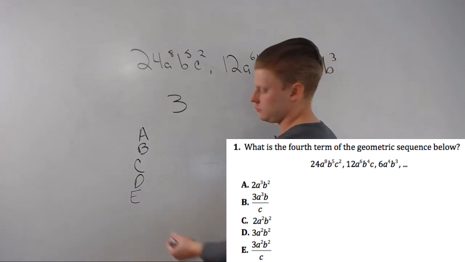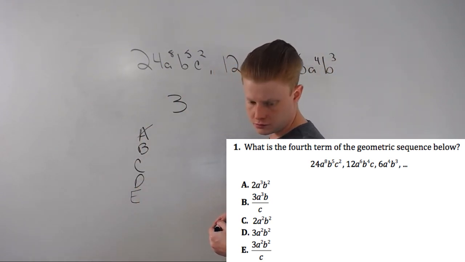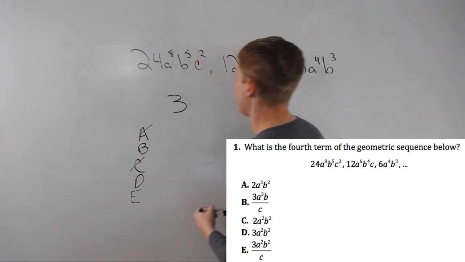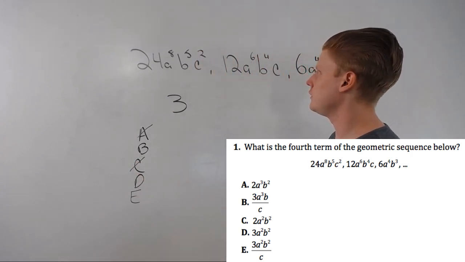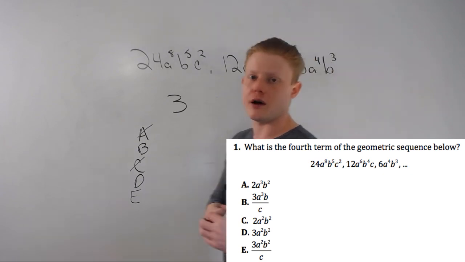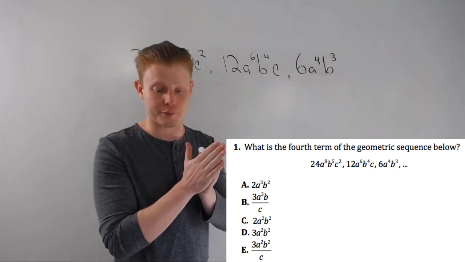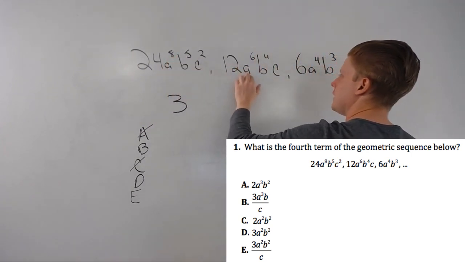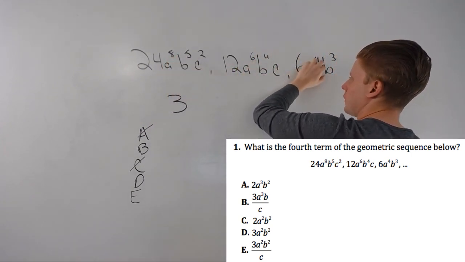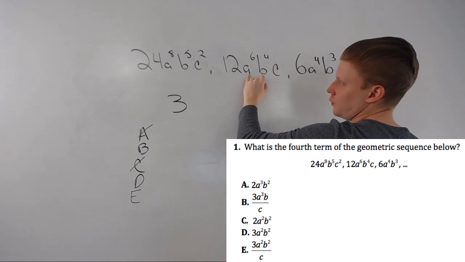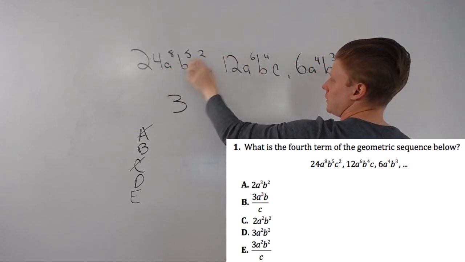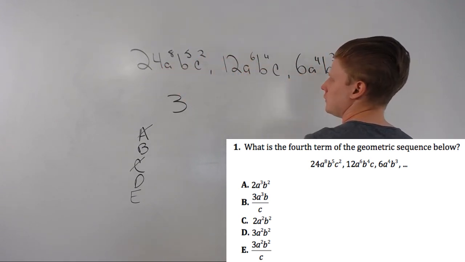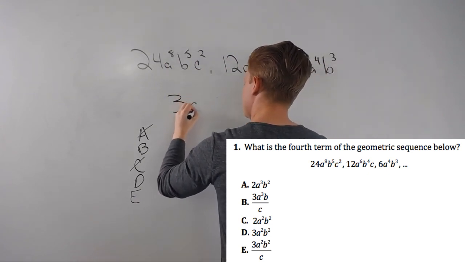So A's gone. C is gone. All right, that's 2 off the bat. Now let's look at the a's. And when we talk about variables, it's all going to be about exponents. I go from a to the power of 8, a to the power of 6, a to the power of 4. So I lose a squared every time. I go down 2 every time. So my next one needs to be a squared.